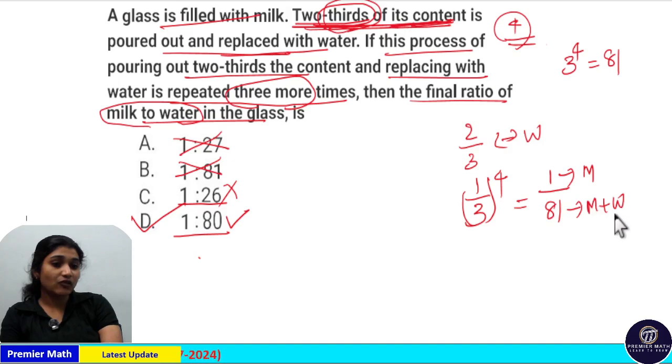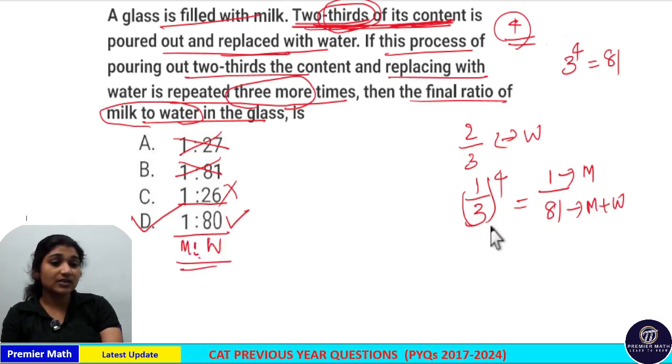Mixture means milk plus water, which means here water is 80 parts and milk is 1 part. So milk to water ratio is 1:80. So this is the shortcut here.